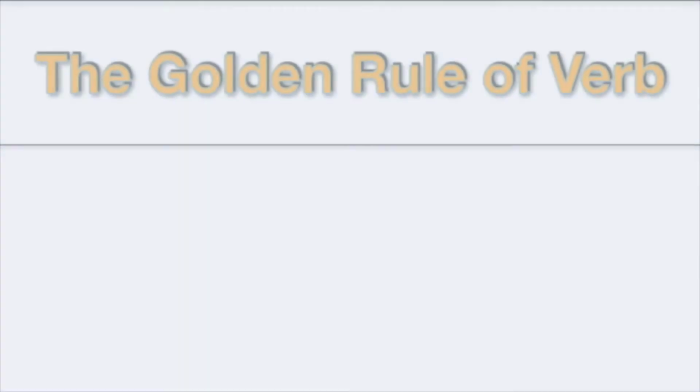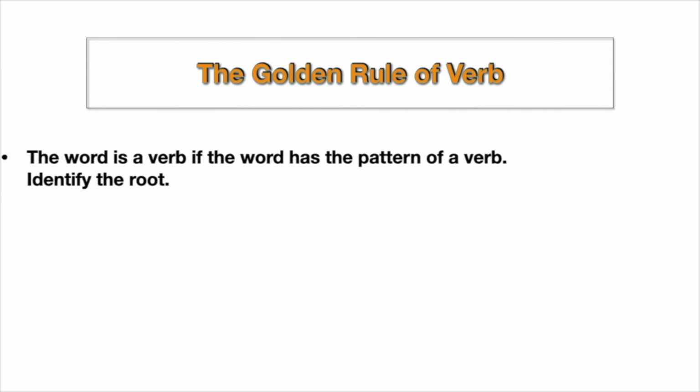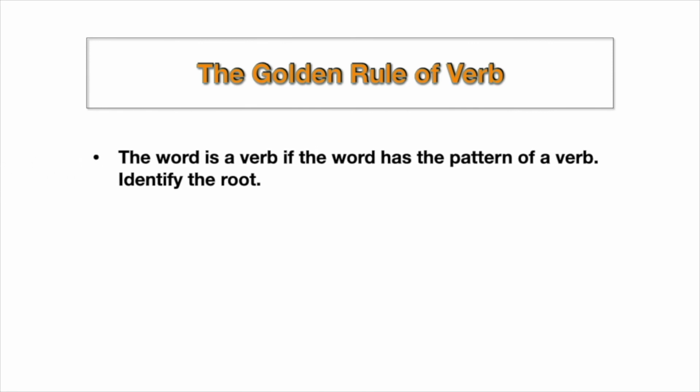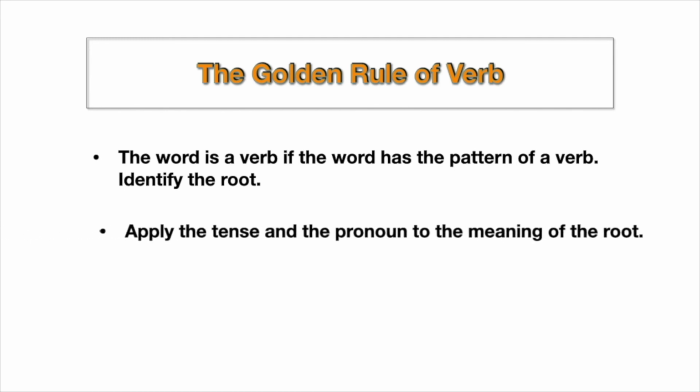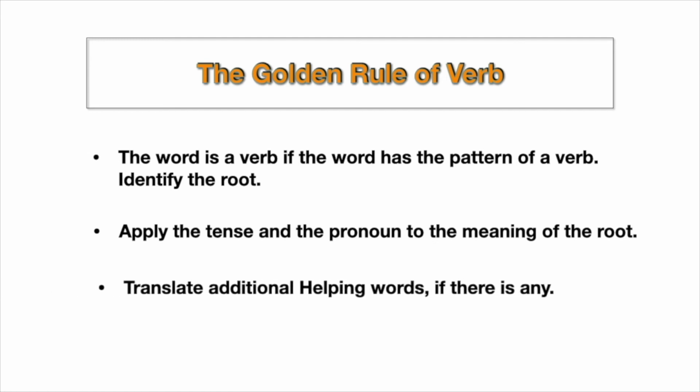The golden rule of verb. Please know, the word is a verb. If the word has the pattern of verb, identify the root. Apply the tense and the pronoun to the meaning of the root. Translate additional helping words if there is any.